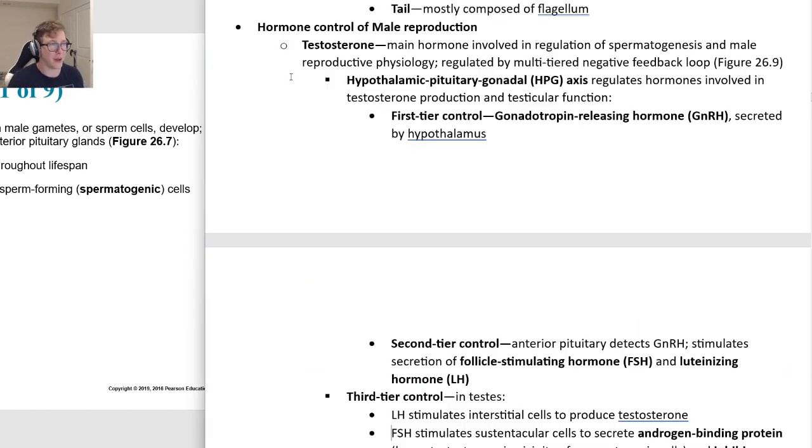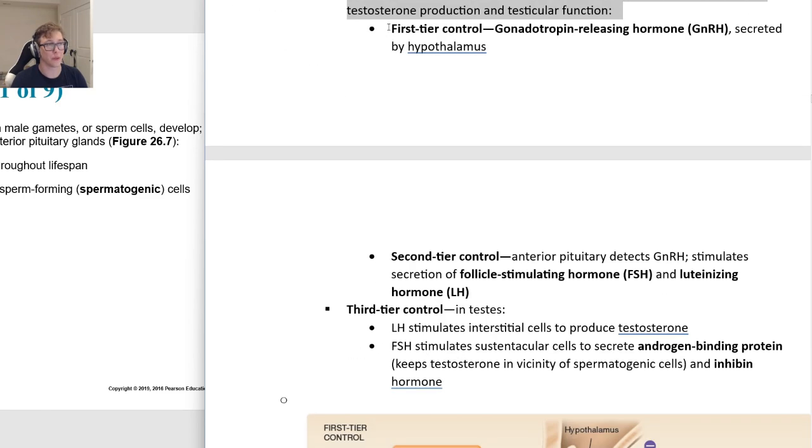Now, let's go back to the actual written out version of this. So, testosterone is the main hormone involved in the regulation of spermatogenesis. That is the production of sperm. It is regulated by a negative feedback loop. HPG axis will regulate. We have our first tier of control, essentially the thing that starts the process, gonadotropin releasing hormone, GnRH, secreted by the hypothalamus.